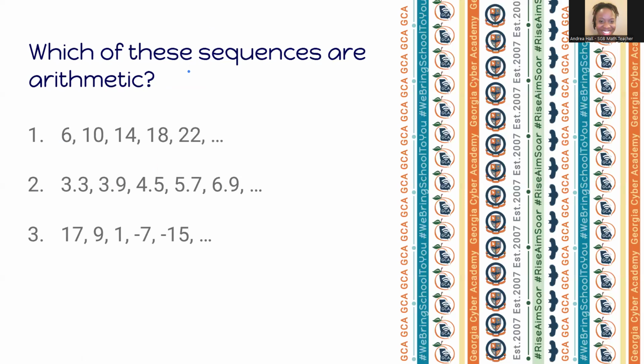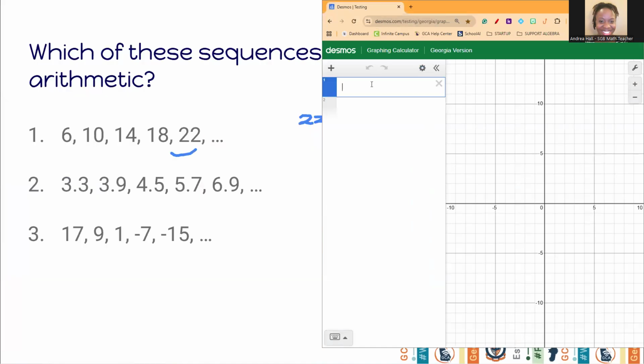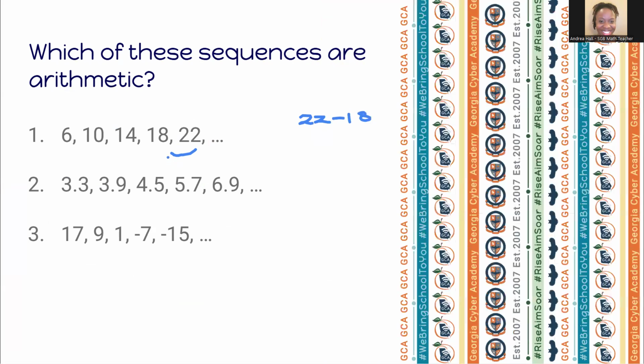In order to figure out if it's arithmetic, we need to see if there's a constant difference. So what I'm going to do, I'm going to say 22 minus 18. You can get your calculator out and just put it in there. I'm just going to go ahead and put it in my calculator so we can calculate that real quick. All right, so 22 minus 18 gives us 4. Okay, so that's 4 right here.